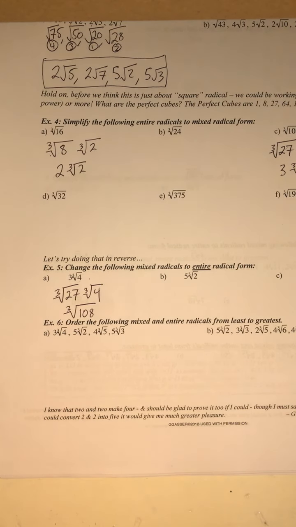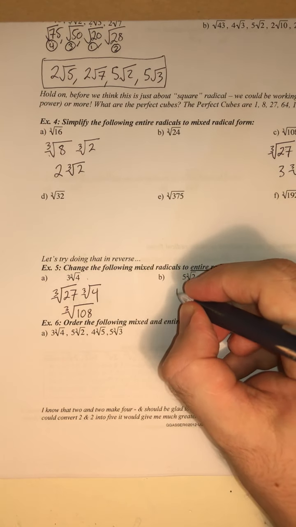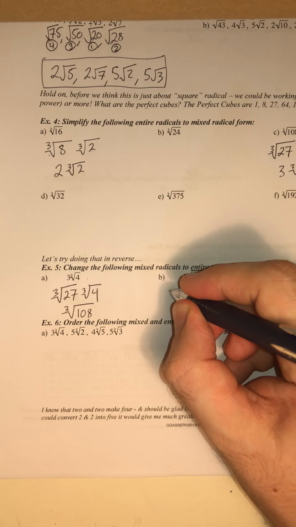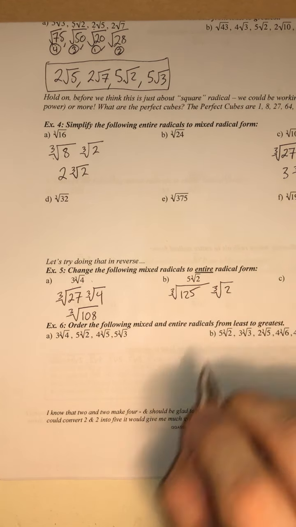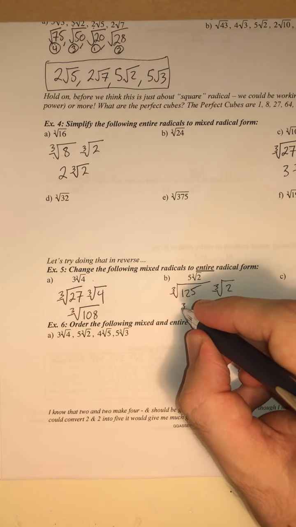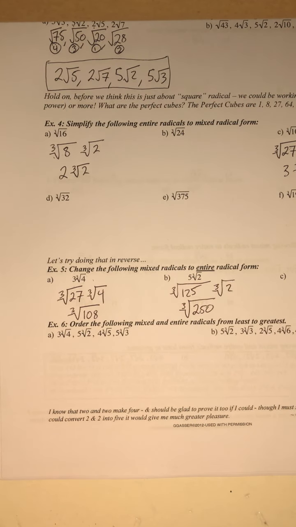So that's your strategy. Again, cube this first term, so 5 cubed is 125. It's a cube root times the cube root of 2. Multiply what's under the cube root, we get 250. And so on and so forth. So that's how you would do the reverse.